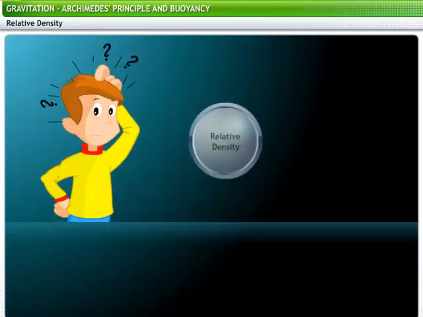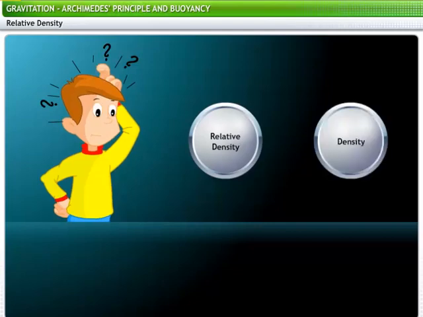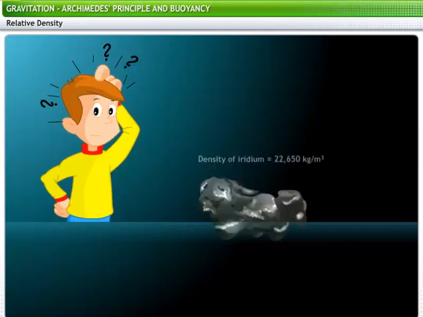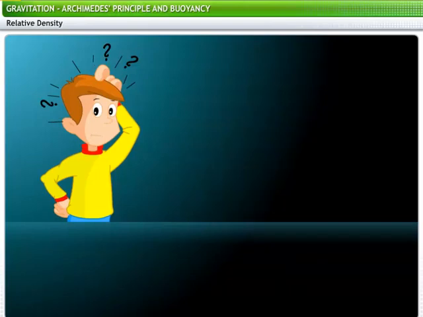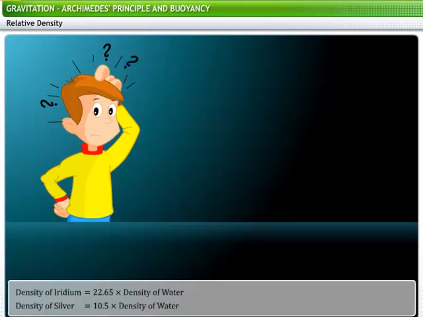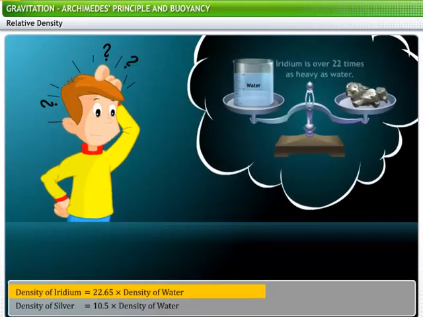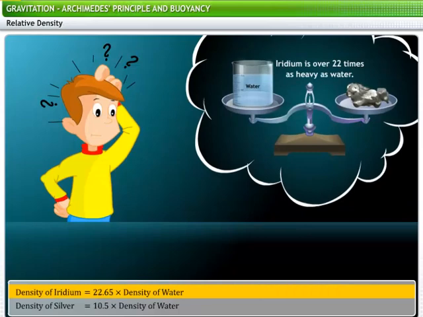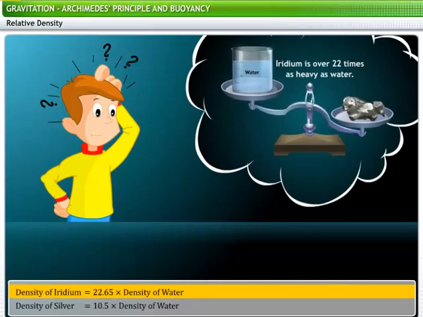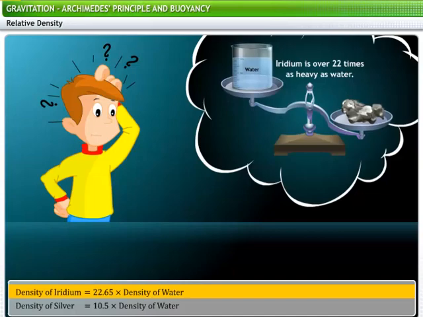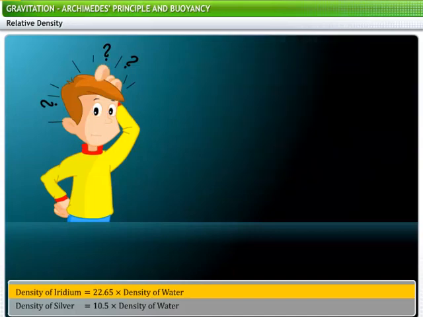For laypersons, the concept of relative density may be easier to understand than density. For example, if we state the density of iridium as 22,650 kg per meter cube, not everyone may easily grasp how heavy iridium really is. However, if we say iridium is over 22 times as dense as water, the number gives us a realistic idea of weight of the unit volume of iridium.